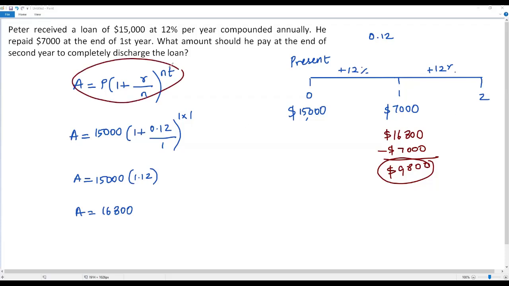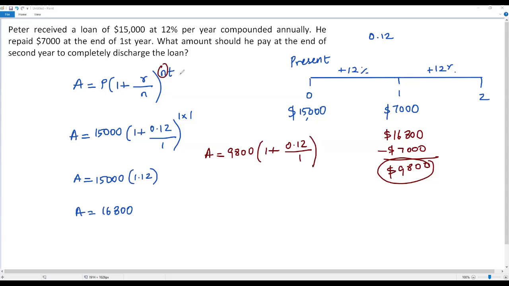For that, again, we have to use the same formula here. Let me write it. A equals, now the principal is $9,800. I mean, the value of this P is 9,800 times 1 plus. The value of R is again 0.12, that is, 12% rate of interest. So 0.12 divided by n, and here n is again 1. That is the number of times interest is compounded in a year.